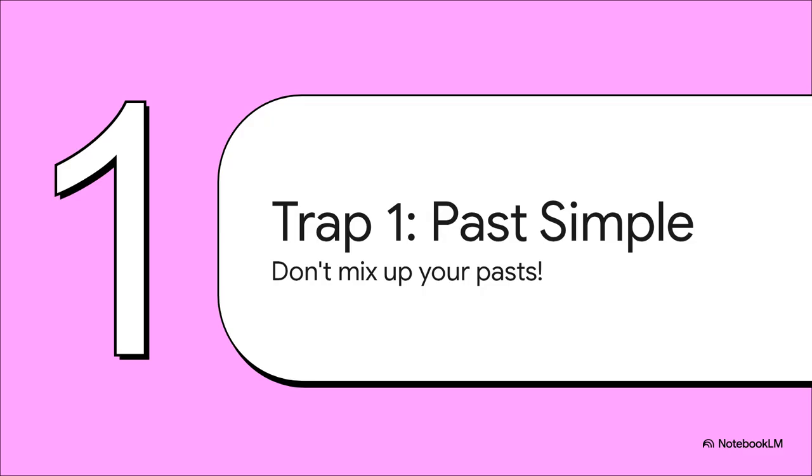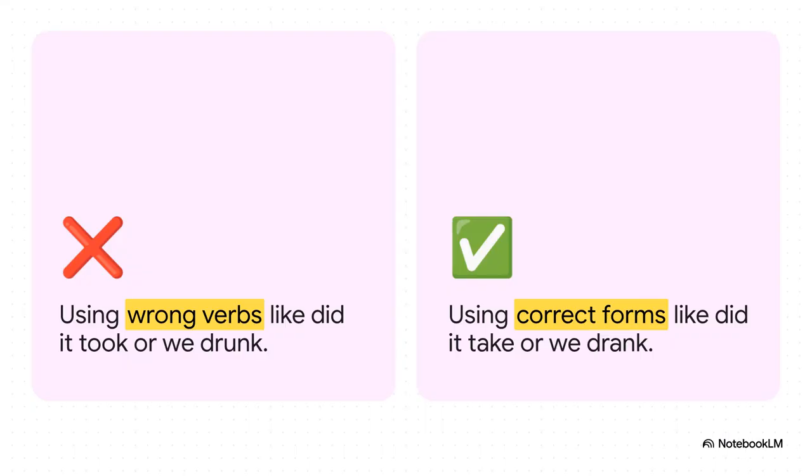Past simple story traps. Don't mix up your pasts. So, we've literally all been there. You're having a great conversation, you're telling a fun story about your weekend, building momentum, feeling confident, and then suddenly, bam, you drop the wrong verb form and the whole story just kind of stumbles. It happens. Notice the 2 massive traps here. Did it took and we drunk a lot.